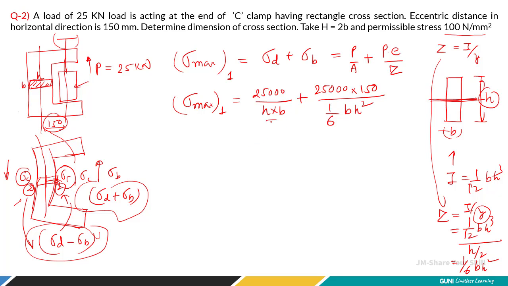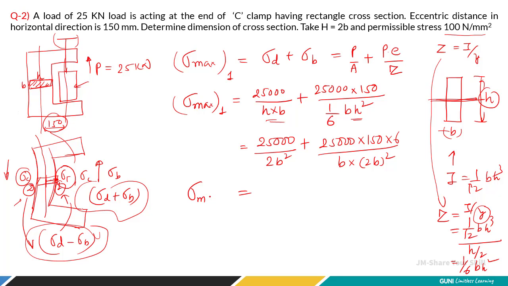Now let's replace the relation given for the h value. Here 25,000 divided by h equal to 2b, so 2b square, plus, here let's take the 6 in the upward term, 25,000 multiplied by 150 into 6, divided by b into 2b square. Now let's simplify the equation. It's going to be 12500 divided by b square, plus 562500 divided by b cube.